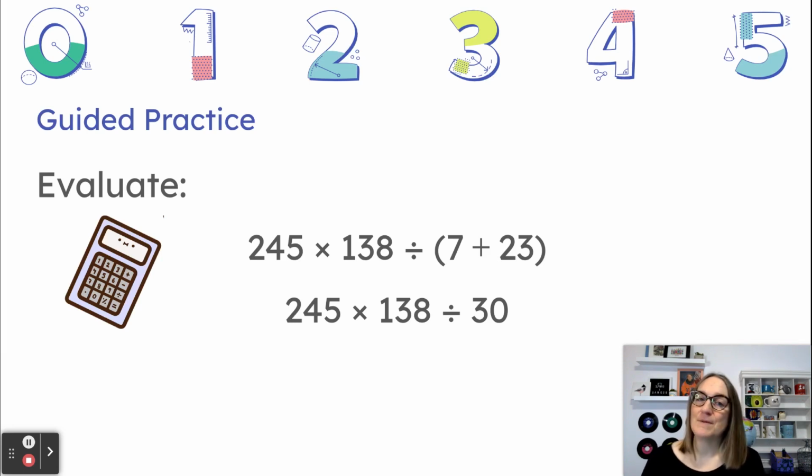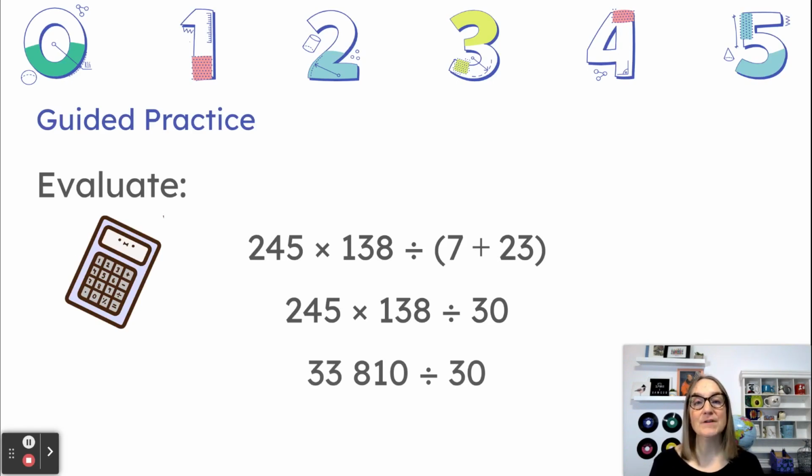Did you say to do the remaining multiplication and division in order from left to right? If you did, you know what to do. Big old pat on the back for getting that order of operations correct. Way to go. So that means the next operation that we have to do is 245 times 138. That leaves us with a nice and simplified form of our expression, 33,810 divided by 30. So plug that into your calculator and write the final value of the expression, 1,127 at the very bottom, or if you prefer, you can write it out as an equation.